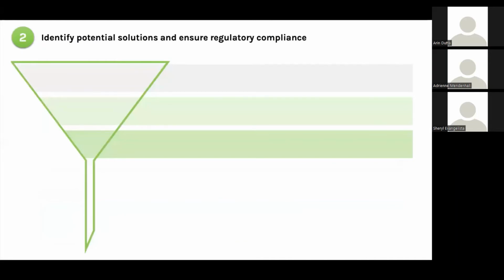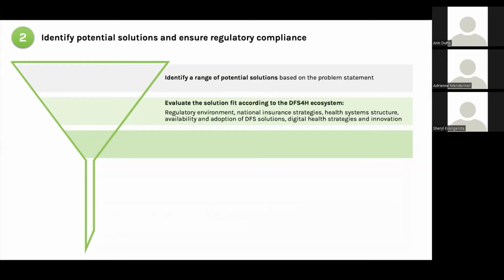When we look at potential solutions, I'm sure when you're looking at the problem statements, certain solutions will come to mind, but it's important to first consider the full range of potential solutions that are based on the problem statement, and then evaluate, does that solution fit into the larger ecosystem? What is the regulatory environment? For example, in Vietnam, we wanted to be able to launch a point of care loan.